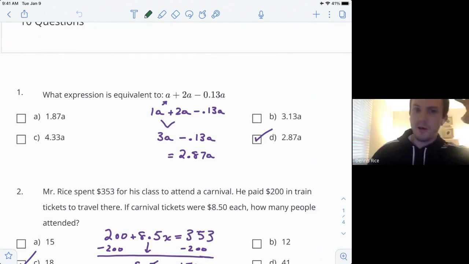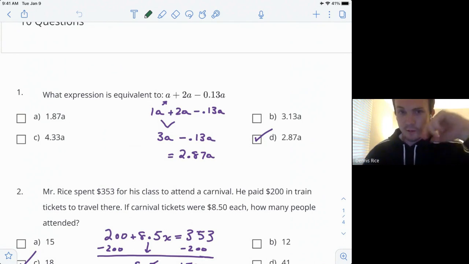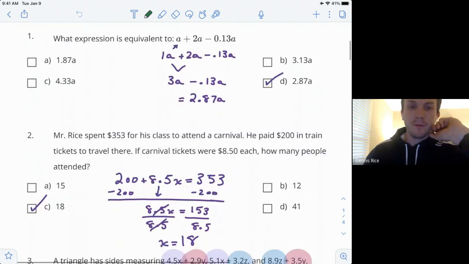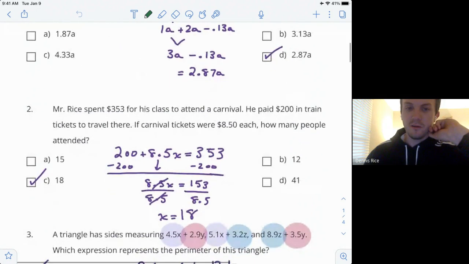So number one was a combining like terms question. The trick here is that people forget that a is 1, I guess. But otherwise, it's kind of hard to get this wrong because you're just adding numbers or subtracting them if it says subtract. So 1 plus 2 is 3, minus 0.13 is going to be 2.87a. Okay, here's a good example of what we just did a little earlier, an equation word problem. Hey, it's $200 plus 8.50 per person, 8.50 each. So that's my variable, 8.5x. I subtract 200 from both sides. I divide by 8.5 to get 18.